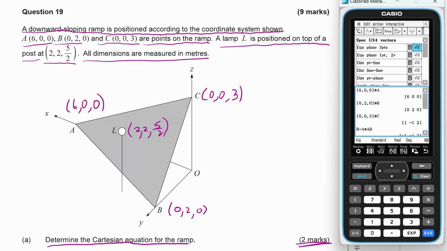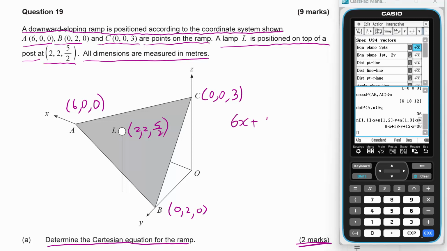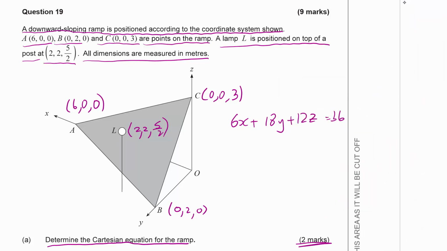That's that, and then I'll hit the finger tool so they're all in, and then at that point I'm going to hit execute. It should take me right the way down to the bottom, and it will give me 6x plus 18y plus 12z is equal to 36. I can see there's a common 6 there, so I'm just going to divide through: x plus 3y plus 2z is equal to 6. And there's my Cartesian equation.